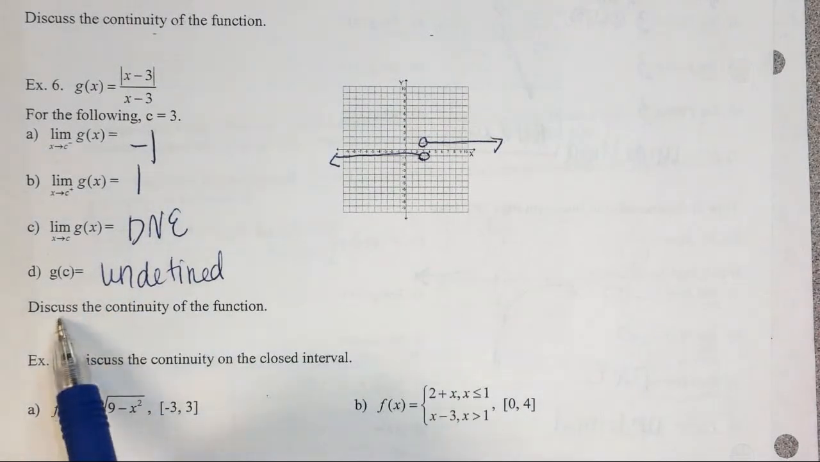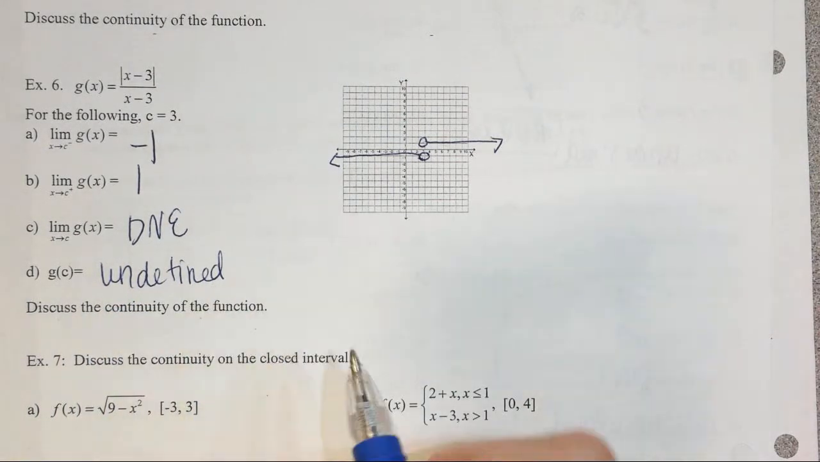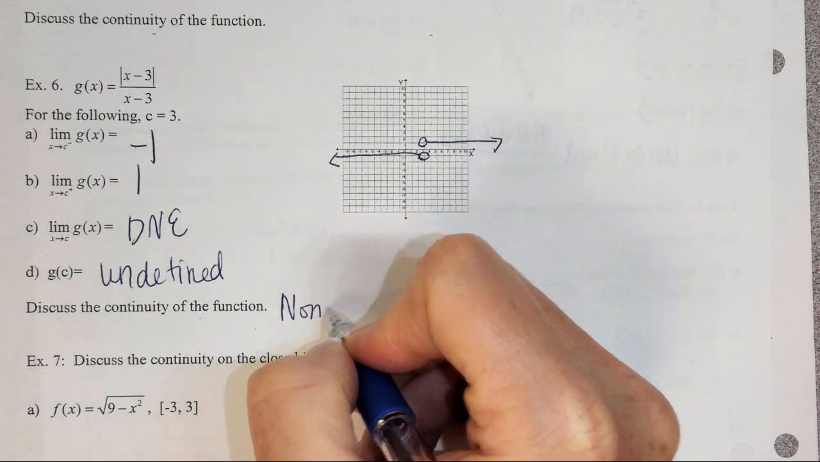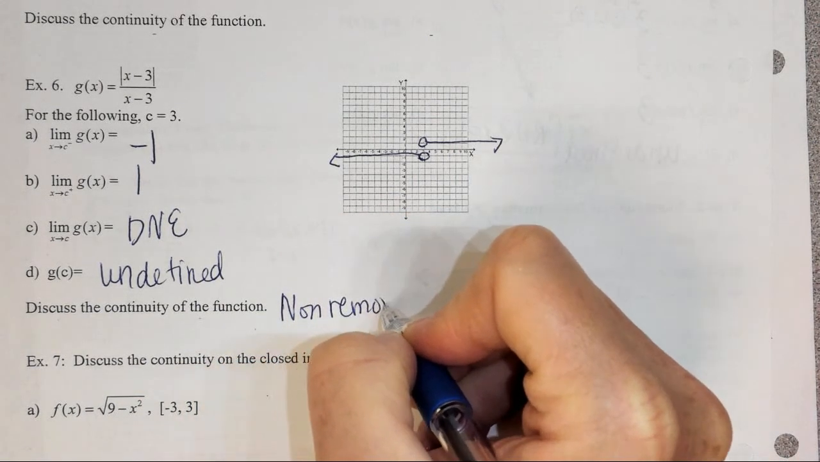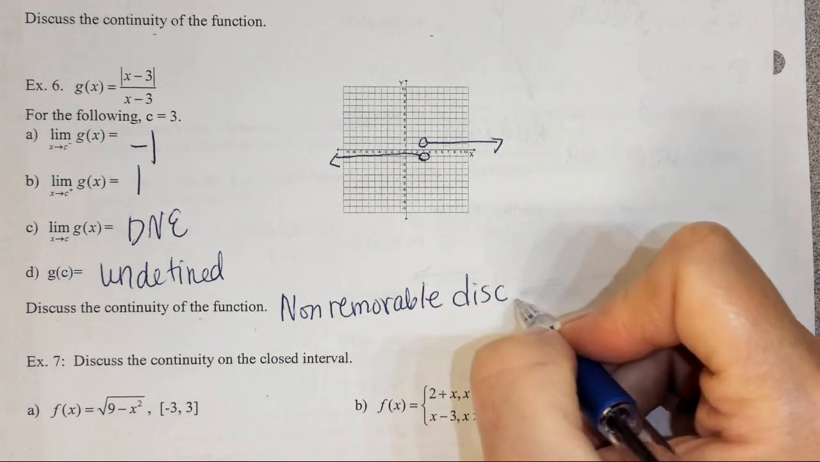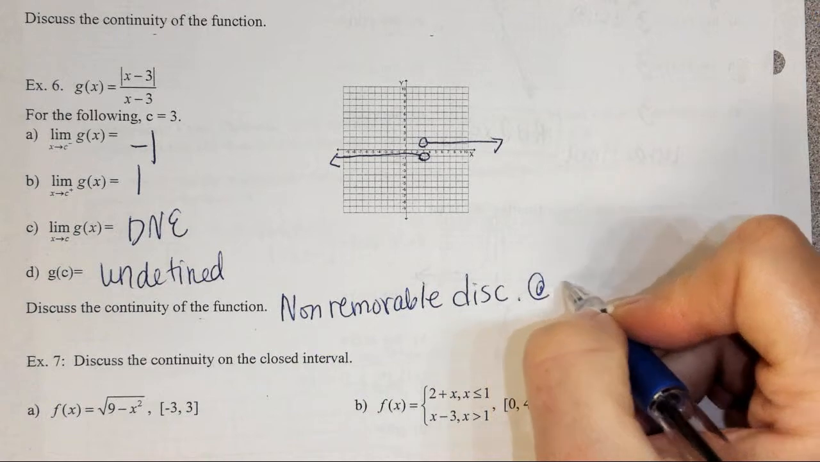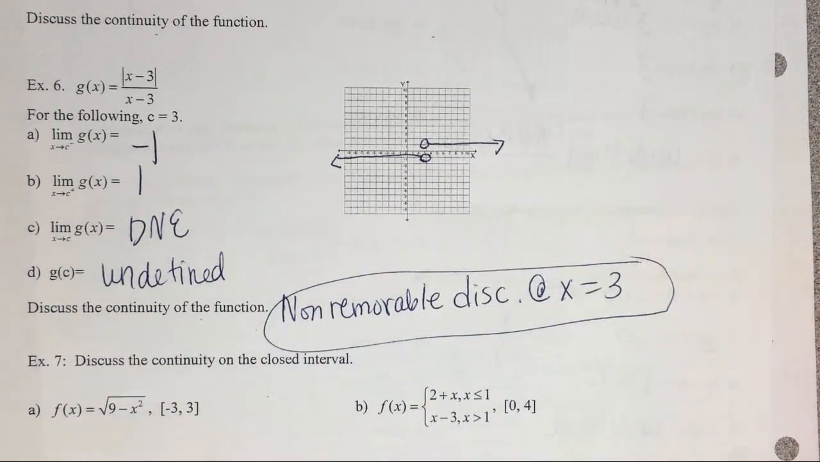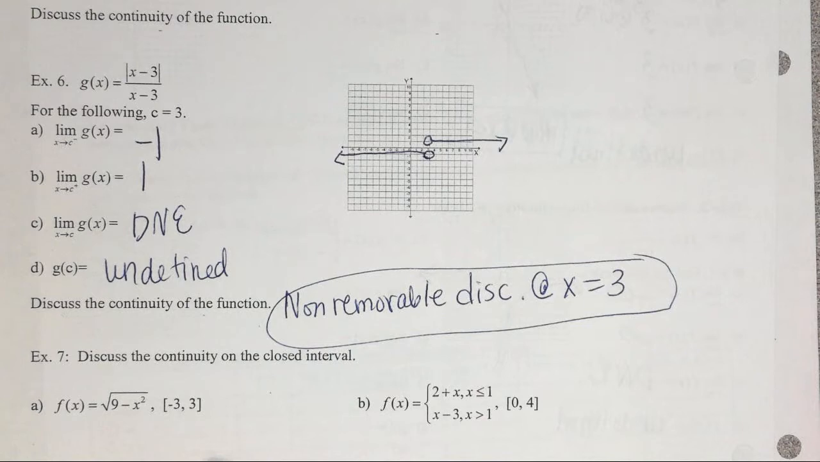And then we're asked to discuss the continuity. For this, we would say we have a non-removable discontinuity at x equals 3. Okay? Questions over that? So you should now have enough information to do your homework, so make sure you do that.